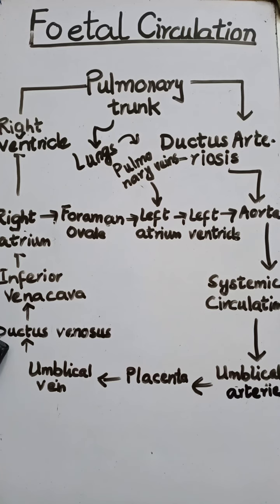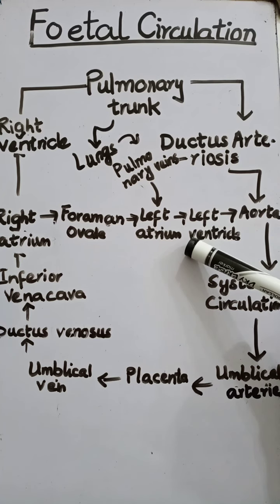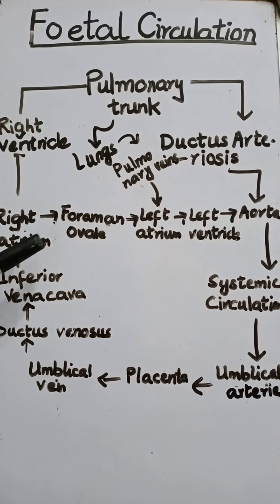From the ductus venosus, this blood is carried to the inferior vena cava, and from the inferior vena cava it enters into the right atrium. From the right atrium it enters into the left atrium. It means that the right and left atrium are connected through a valve-like opening which is known as the foramen ovale. It means that there is a connection between the right and left portion of the fetus. From the left atrium it enters into the left ventricle. From the left ventricle this blood enters the aorta, and from the aorta this blood enters the systemic circulation.